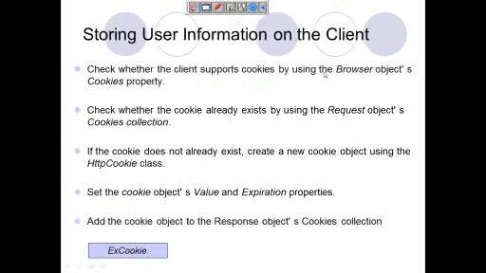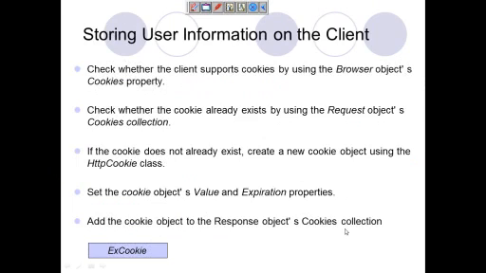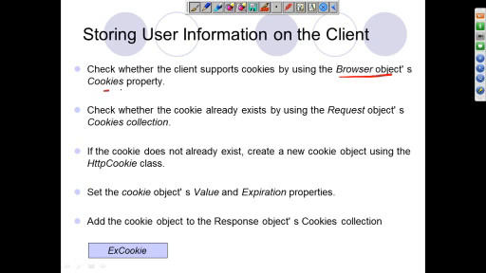So the first, asking the user to enter username and password, doesn't use cookies. We'll see the second and third methods. First we'll see the second method, where we are saving the actual information in the cookie. First we have to check whether the client's browser supports cookies or not. So we'll use the browser's cookies property. If it supports them, then we will fetch the cookie from the request collection.